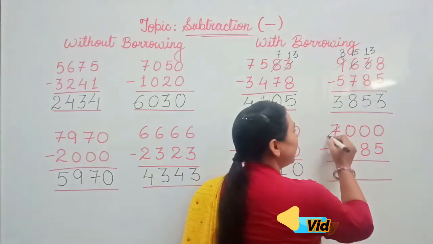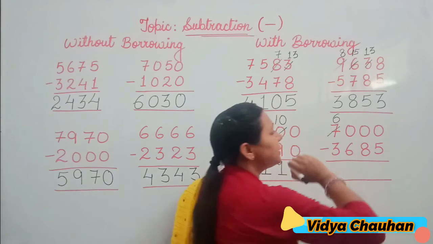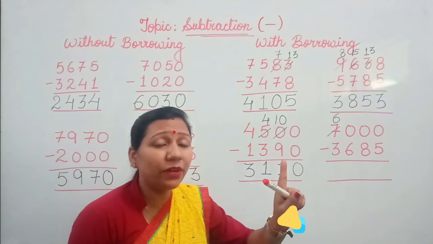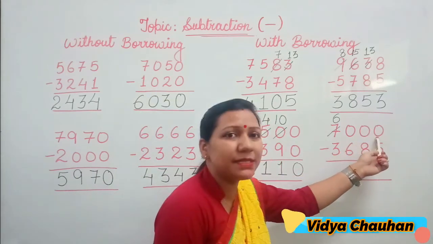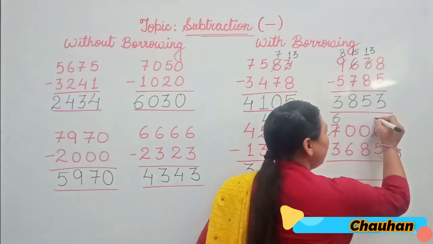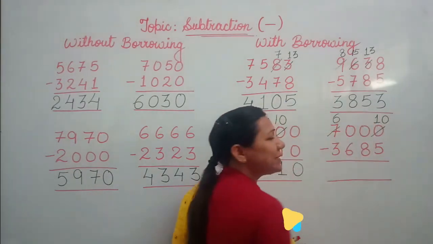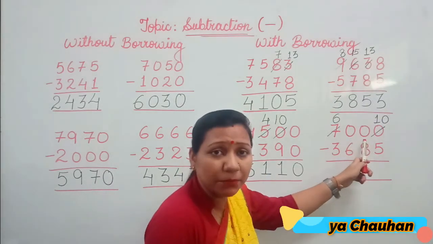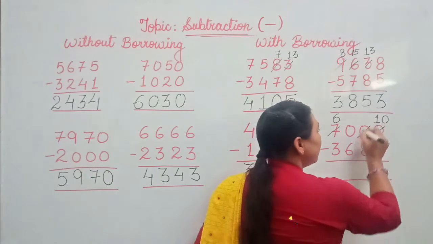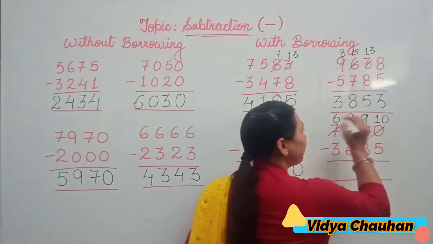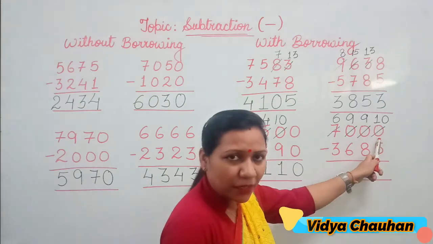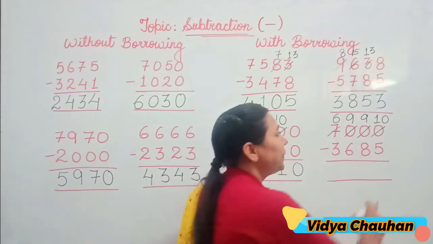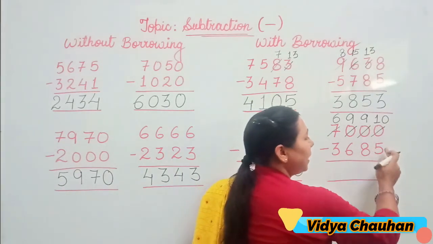Whenever it takes a borrow from the 1000 place, this 1000 place digit will become 6. Instead of 7, it becomes 6. Why? Because it has given one borrow to the one's place digit. But when it gives a borrow to the one's place digit, the digits at the tens place and 100 place will also get something. What will they get? They will get 9 and 9. This unit place will get 10 and the rest of the zeros will get 9 as borrow. Now we can perform the subtraction.